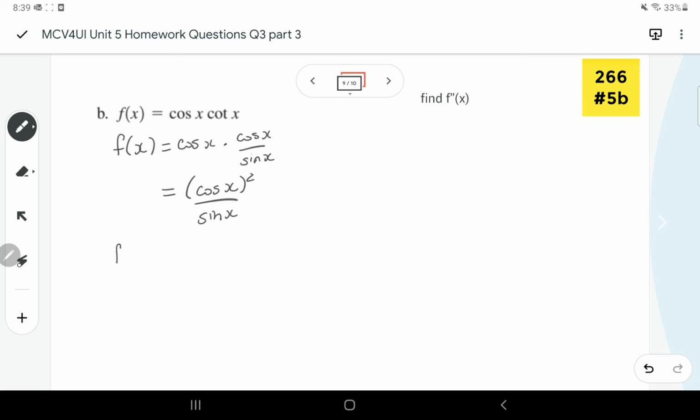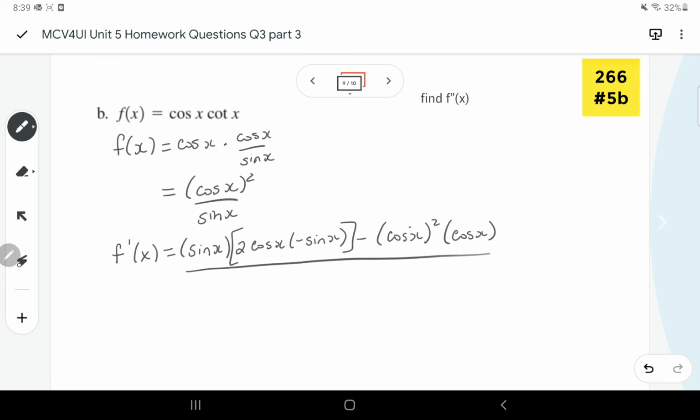So when I do the derivative here, f prime x is the denominator times the derivative of the numerator, which is going to require a chain rule. So this is sine x times 2 cos x times the derivative of cos, which is negative sine x, minus the numerator, cos x squared, times the derivative of the denominator, which is cos x, all over the denominator squared.